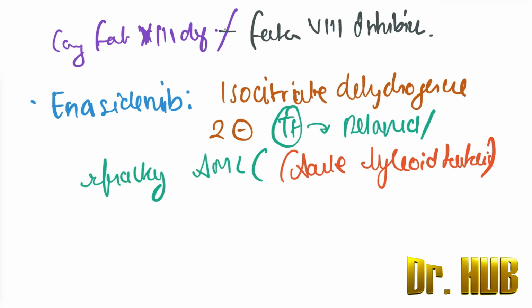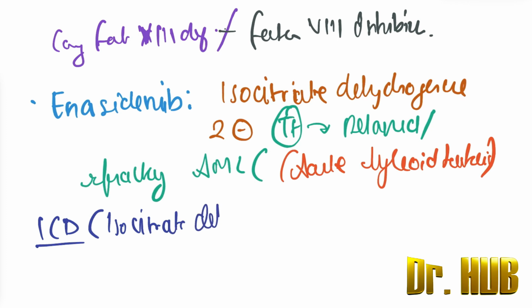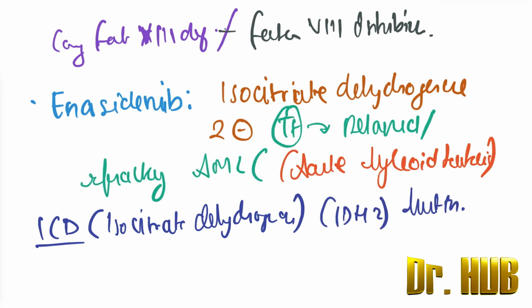And this is with the isocitrate dehydrogenase, that is IDH. Isocitrate dehydrogenase, and this is nothing but the IDH2 mutation. This is detected by an FDA approved test.